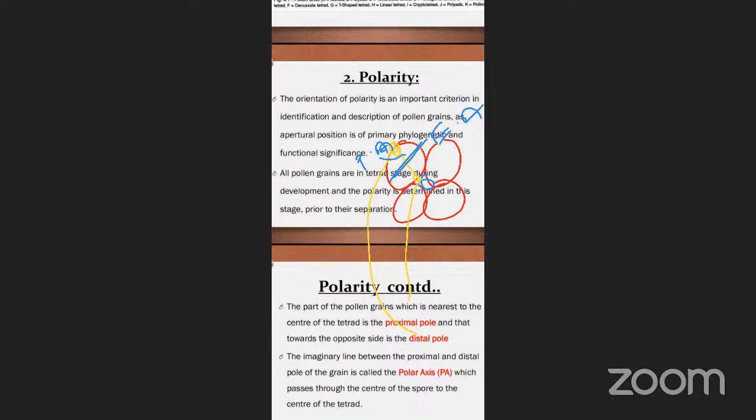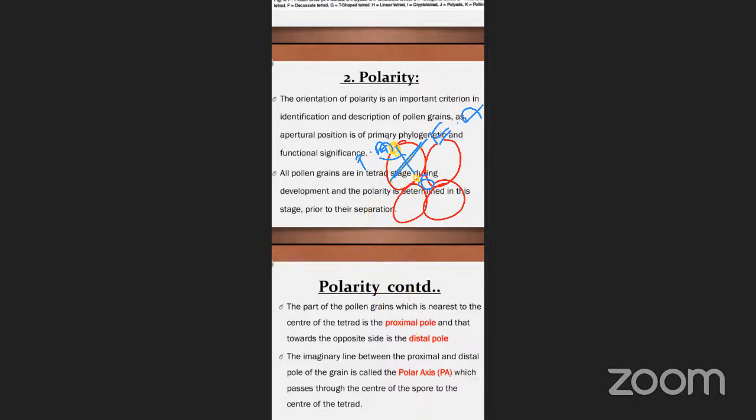If both are on the same line, that means the proximal and distal poles are on the same line, that condition is called isopolar. If they are on different lines, that is called heteropolar. Most of the pollen grains are isopolar. So polarity is also an important character to identify the pollen grains.